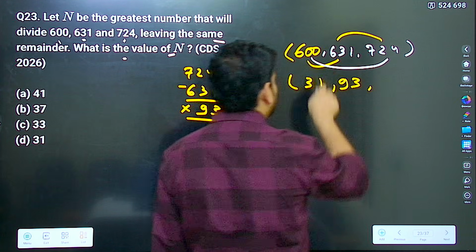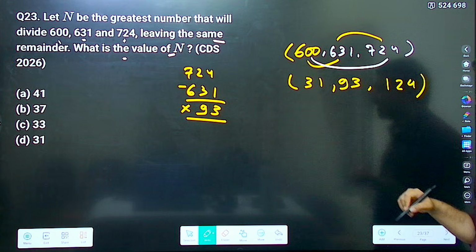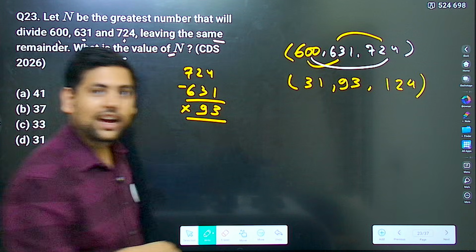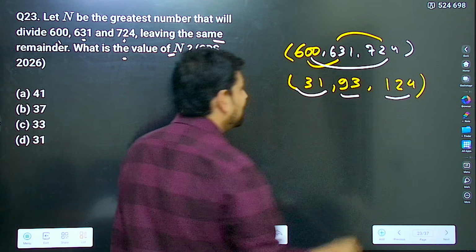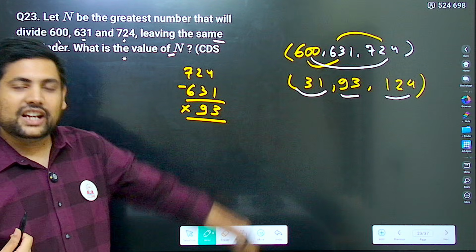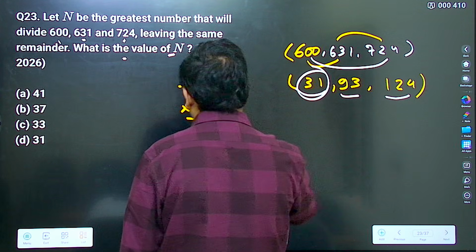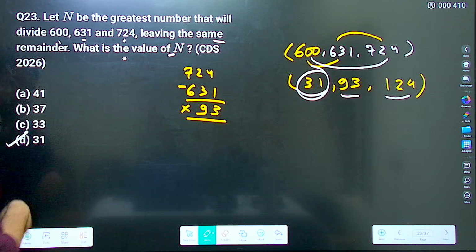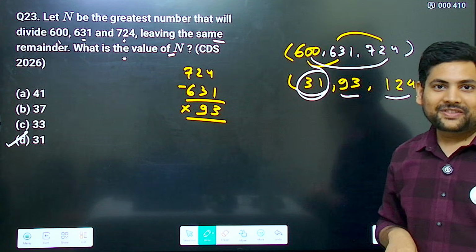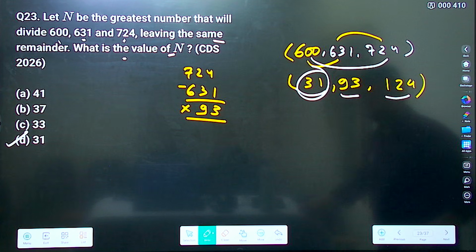Then let's take 724 and 600 also. So this becomes 124. What do you think? Is 31 dividing the other two numbers? Yes, sir. It is dividing the other two numbers, that is 93 and 124. Correct? So that means 31 is the closest you can get to. D becomes the answer. Understood? Fine. Then next.